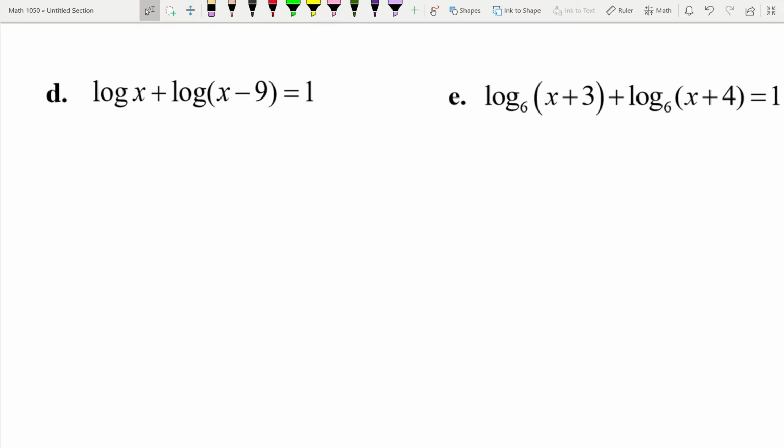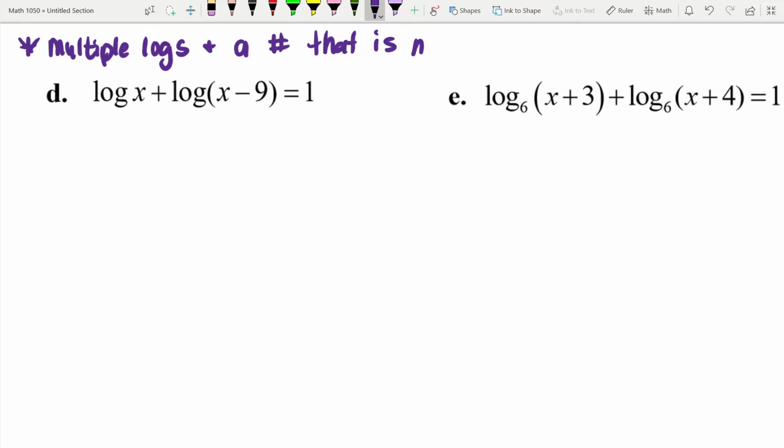Scary. Okay. Question D. Write a note to yourself. Multiple logs and a number that is not 0. Look at question D. I've got log, multiple logs, and I've got a 1. That's a number that's not a 0.